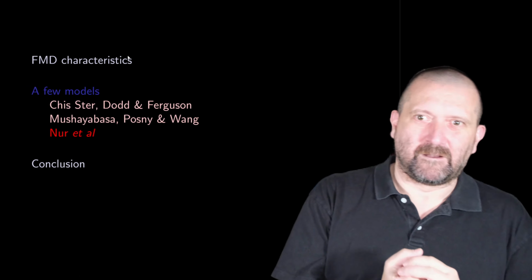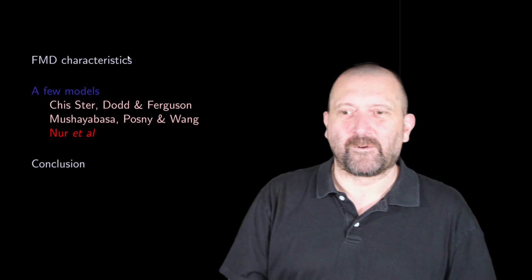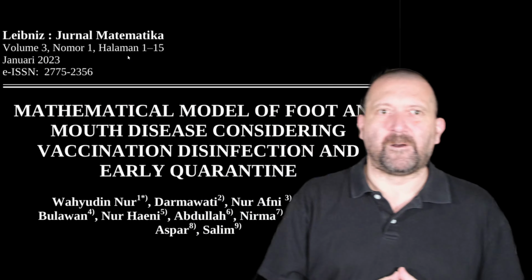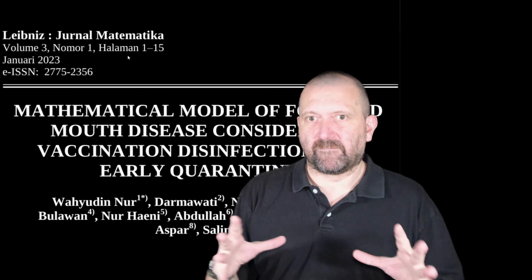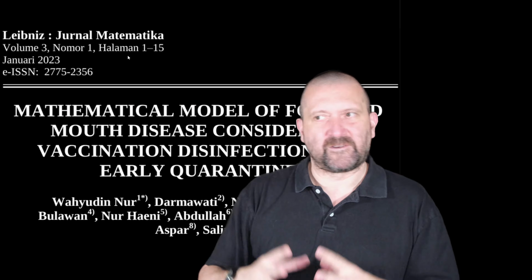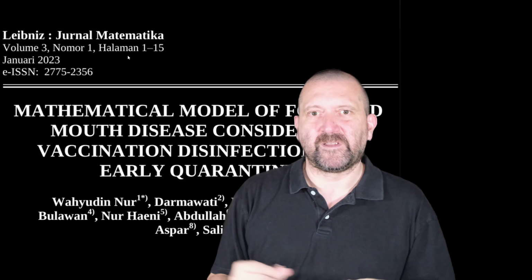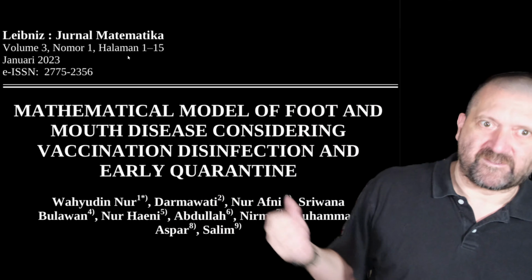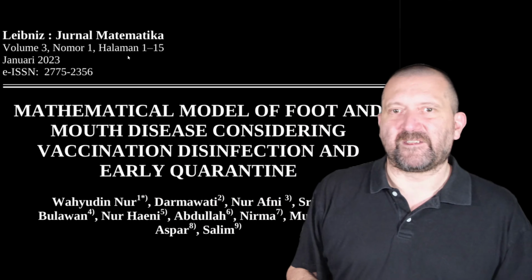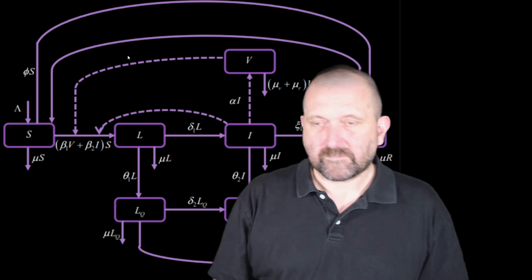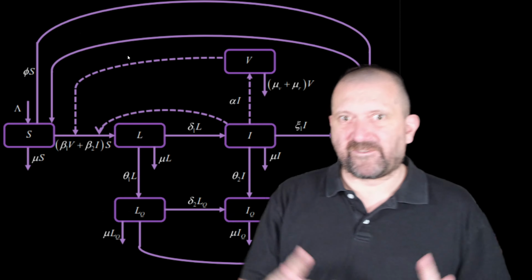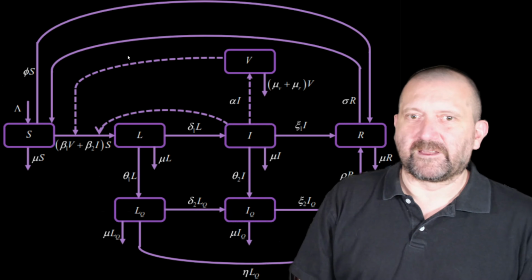And the last model that I'm really going to take a very brief look at is a model by Noor and collaborators. It's a very recent paper. I haven't really looked at it, but I just want to go over it very briefly. It's a model of foot and mouth disease again, and they're looking at vaccination, disinfection, and quarantine. And what I'll just do is show you the flow diagram of that model.